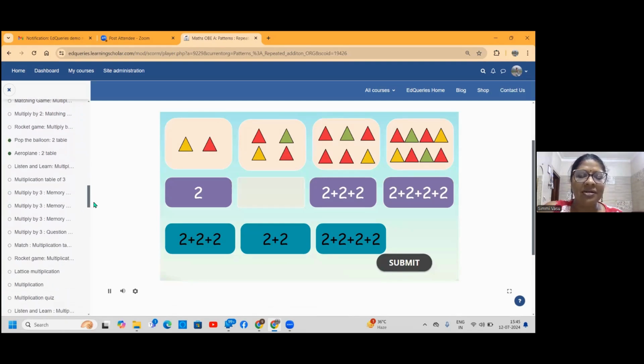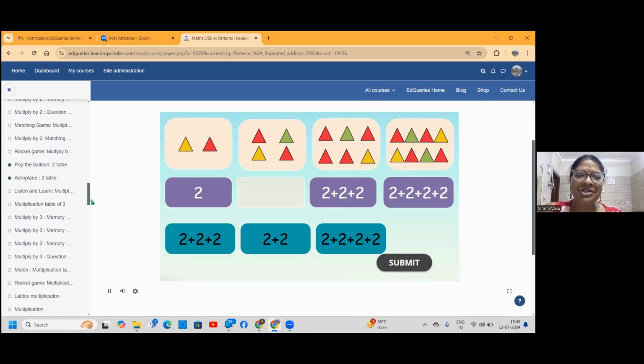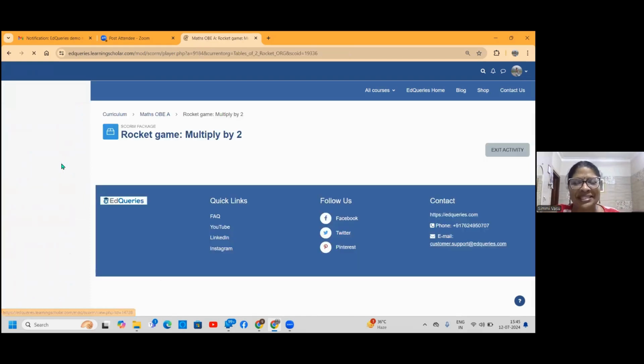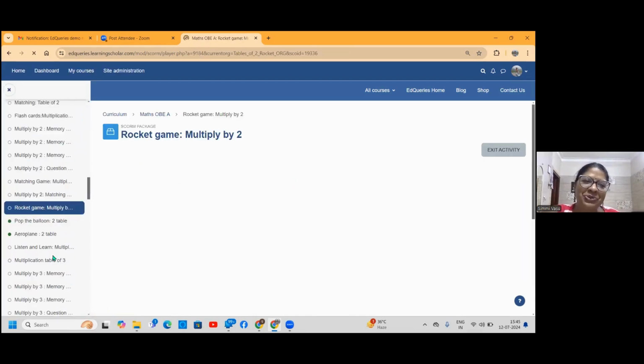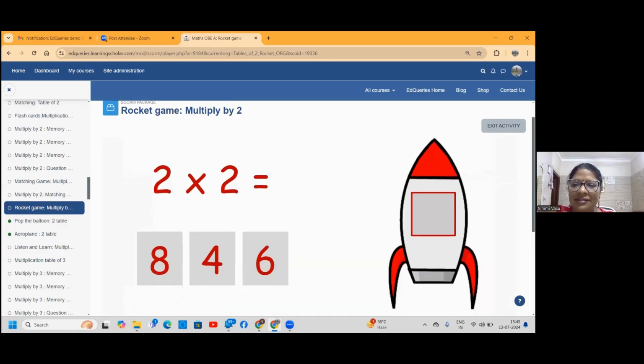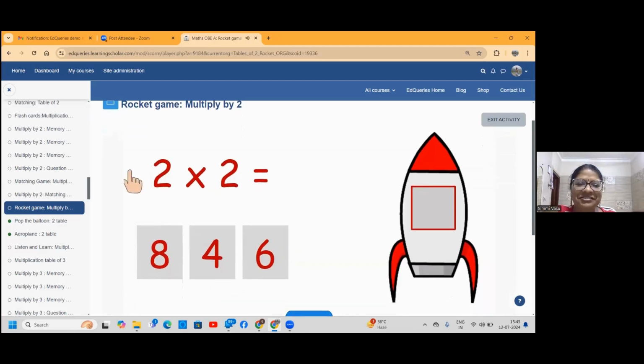Now, there are a lot of multiplication related games. What I wanted to show here is that we've made the games a little more interesting. We've tried to incorporate some cartoons into it. If you see here, this is called the rocket game, multiply by 2. So I will show you. In this game, multiply the numbers given above on the rocket. Then drag the correct answer. Then click submit.